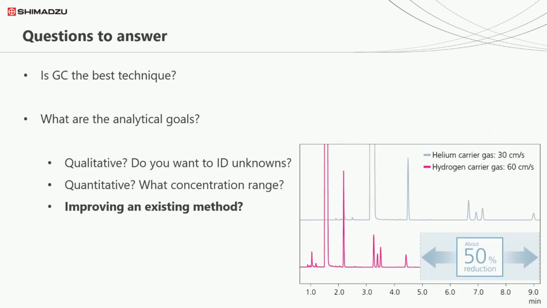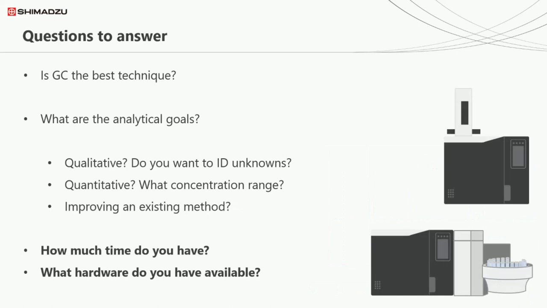It might be that you're simply looking to improve an existing method. If so, what are the criteria? Are you looking to improve sensitivity, separation, runtime, or change the carrier gas? You need to know what the goal is for your improvements so you can focus your attention on these. In summary, make sure you can answer these questions before you begin. The answers will guide you through the rest of the process and ensure your goals are achieved.